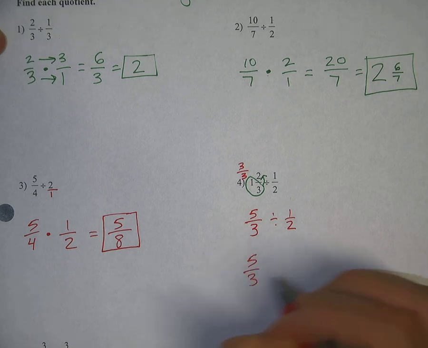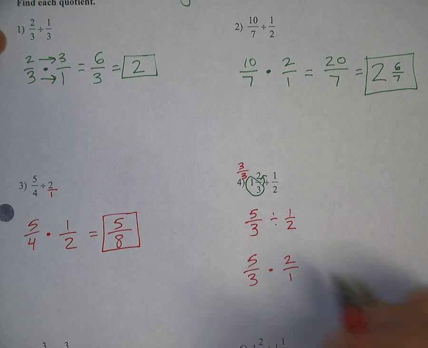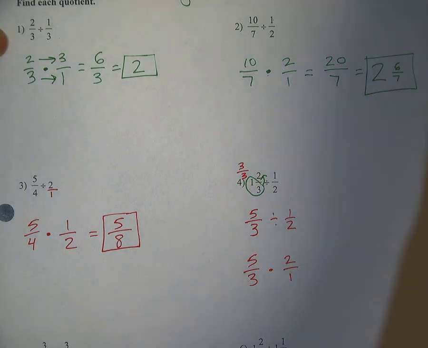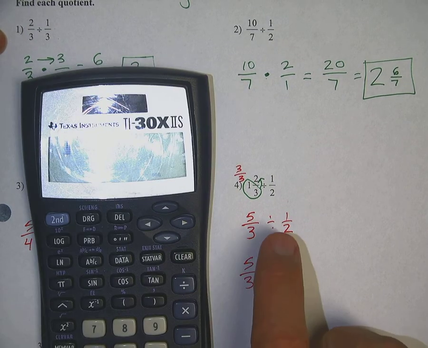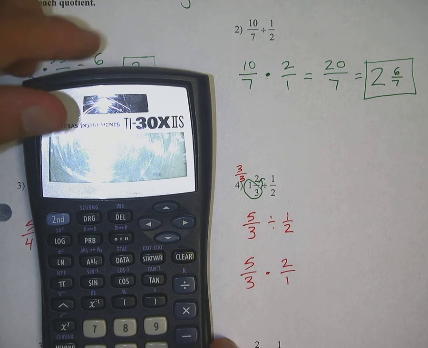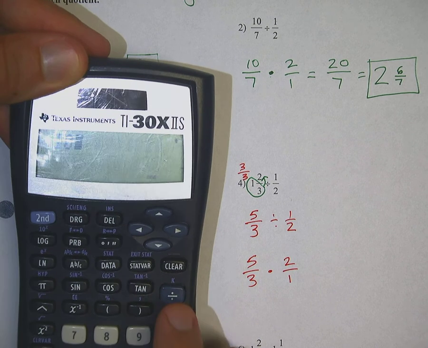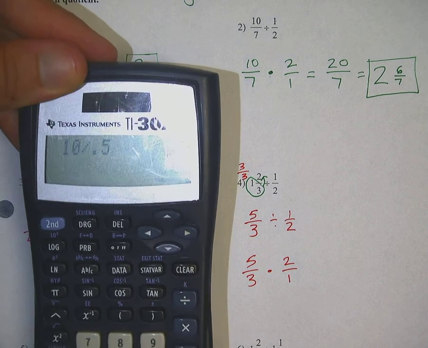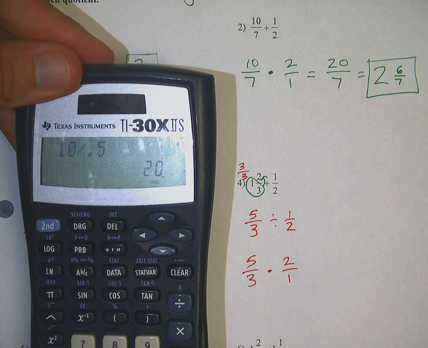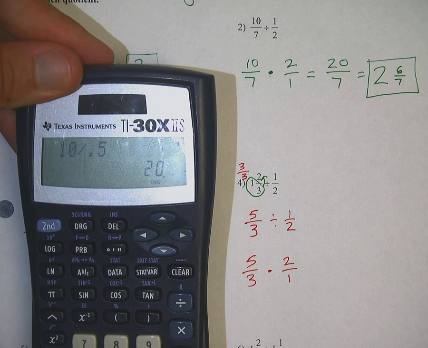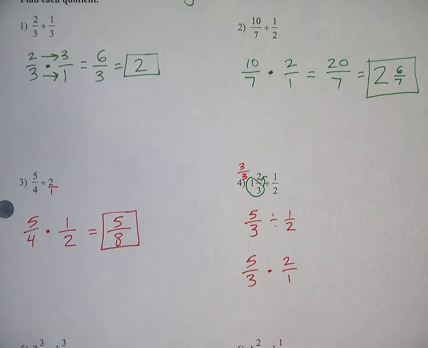So I'm going to leave the 5/3. It becomes multiplication. Dividing by a half is the same as multiplying by 2. Okay, and if you don't believe me, let's look at a calculator real quick. So we know that half is 0.5, so let's take an easy number like 10, and let's divide it by 0.5. So 10 divided by 0.5, or 10 divided by a half, is 20. Just like 10 times 2 is 20. So dividing by a half is the same as multiplying by 2. So that's why this works.